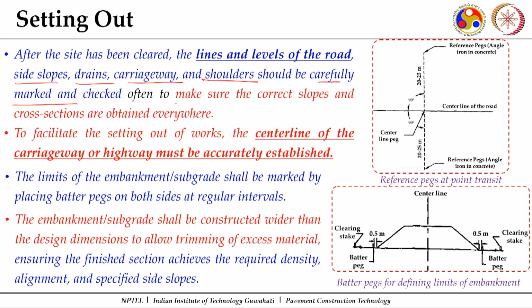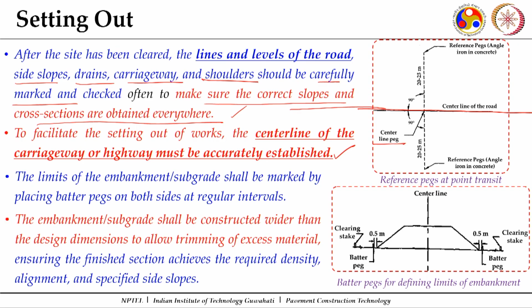And we need to ensure that the correct slopes and cross sections are obtained everywhere, because there may be horizontal curves and vertical curves also. So we need to ensure that the correct slope and cross sections are placed along the alignment of your road section. To facilitate the setting out of works, the center line of the carriageway or highway must be accurately marked. This is an important part: this is the center line of the road. So we need to mark the center line exactly, and this can be done with the help of these pegs.